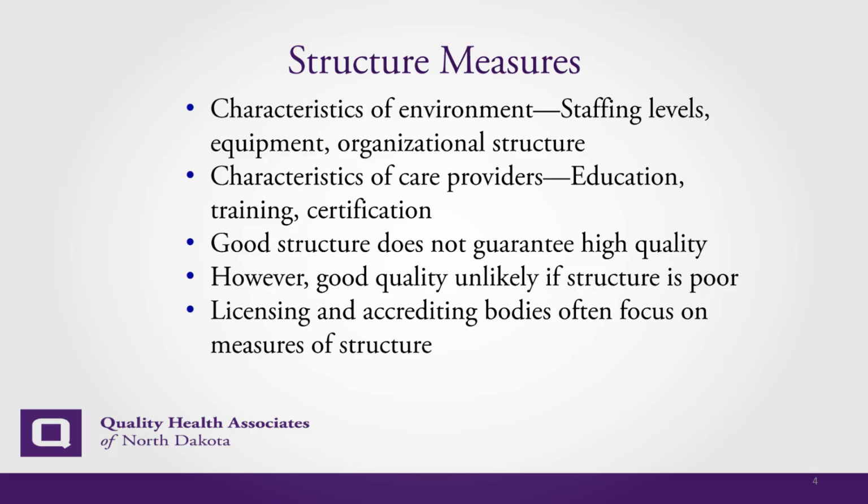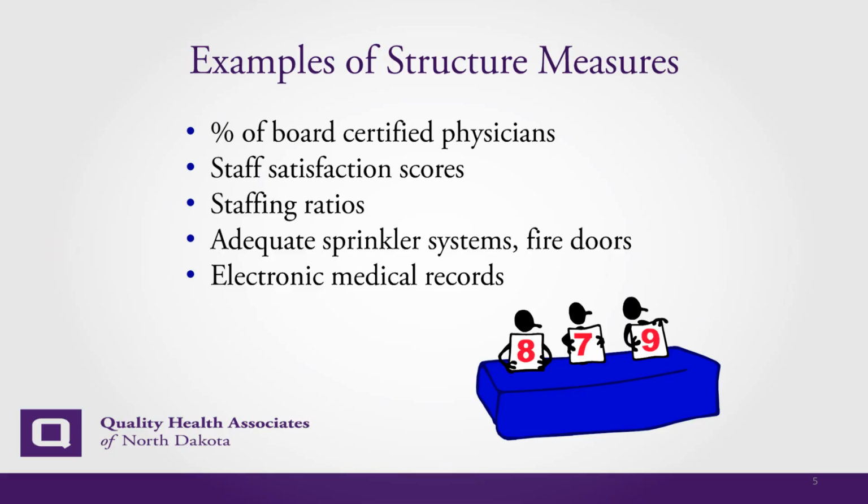It's known that good structure doesn't always guarantee high quality, but the good quality that we provide is unlikely if that structure isn't in place, if we don't have appropriate staffing levels, if we don't have the appropriate training or education needed. This is why licensing and accrediting bodies often focus on the measures of structure. Here's some examples of what those structure measures could look like. The percentage of board-certified physicians, the staff satisfaction scores, staffing ratios, and then other things like electronic medical record, adequate sprinkler systems, and fire doors.